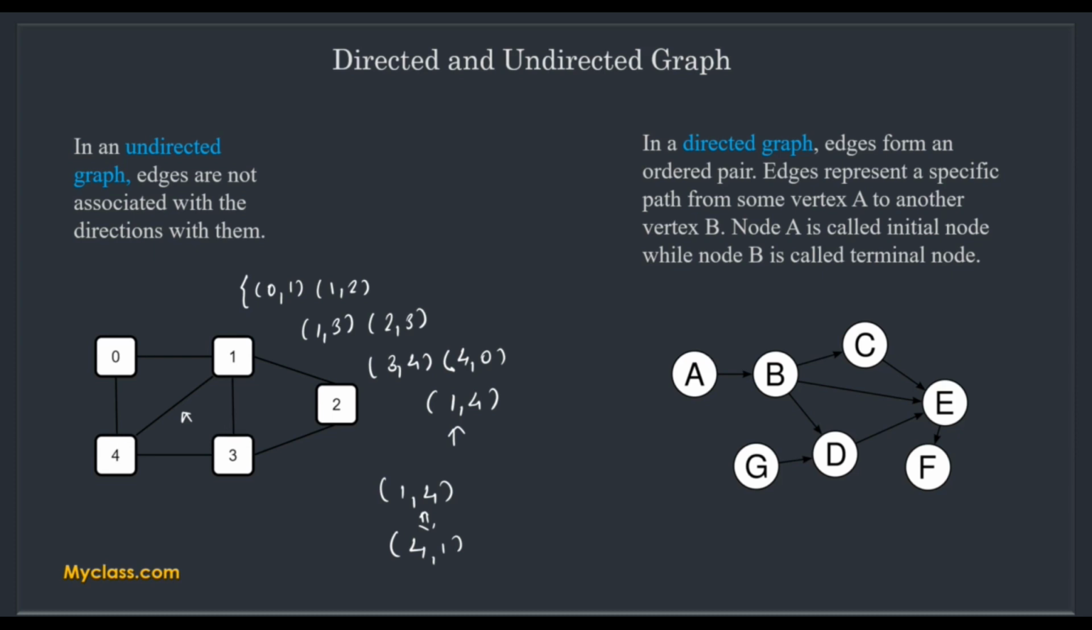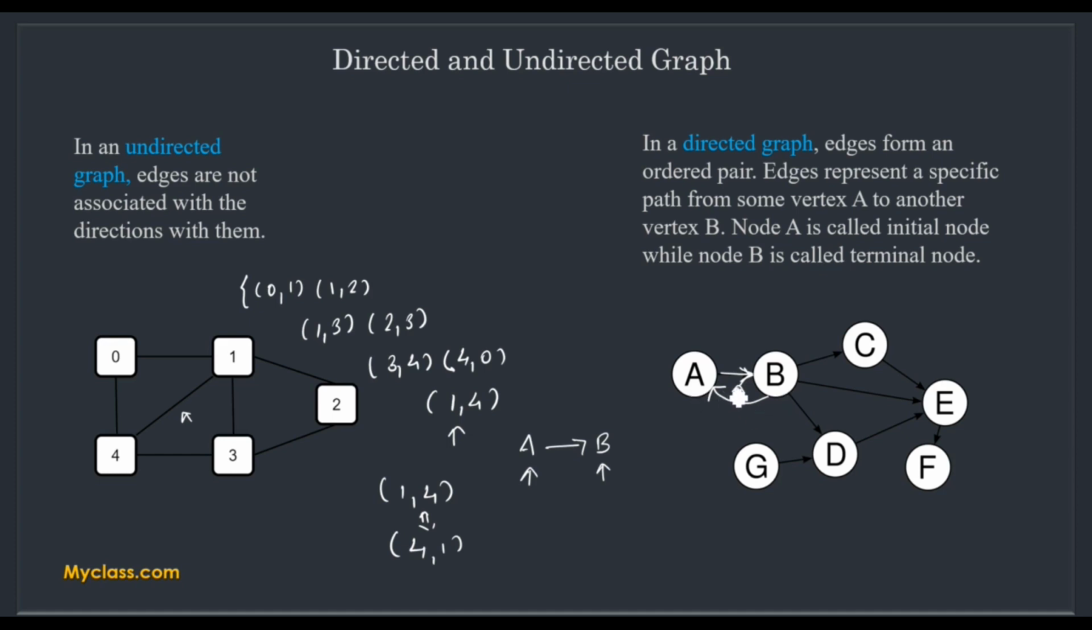So what is a directed graph? In a directed graph, edges form an ordered pair. Edges represent a specific path from some vertex A to another vertex B. If there is an edge between A and B, there should be a direction for this edge. This arrow indicates that A is the starting point and B is the end point. So A is the initial and B is the terminal vertex. That is the concept of a directed graph. If there is a connection between B and A, then you can draw it like this. This arrow means there is an edge from A to B, and this arrow means there is an edge from B to A.